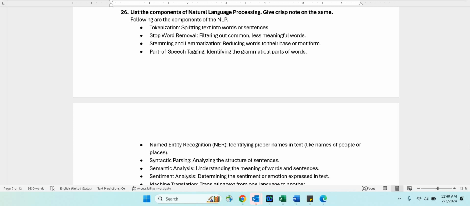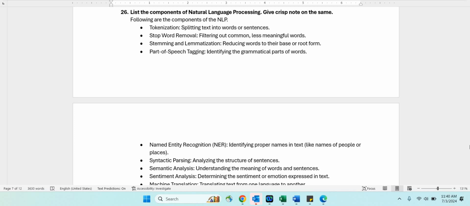List the natural language processing components. Also, give a crisp note on each of them. There are many important components of NLP. We'll start with tokenization. It is the process where you split the text into small words or sentences.